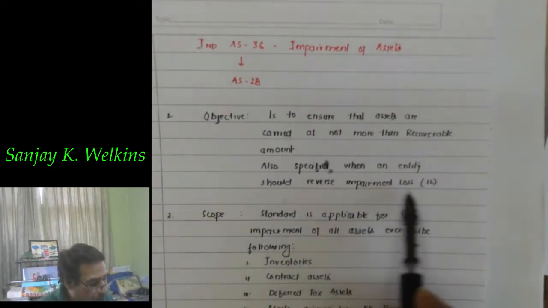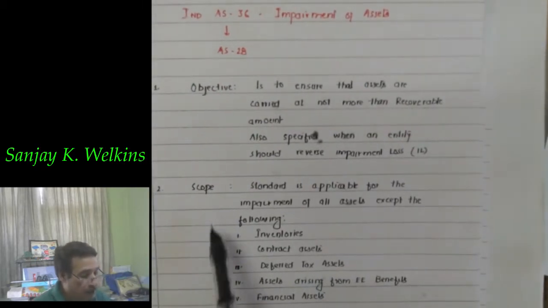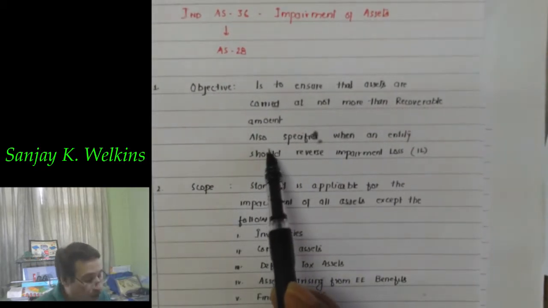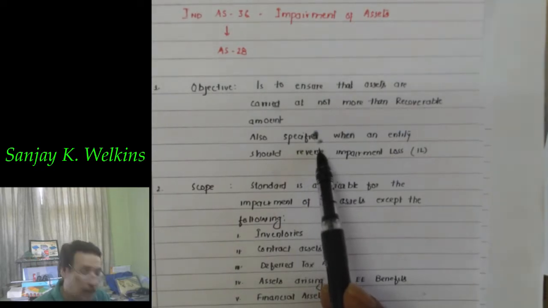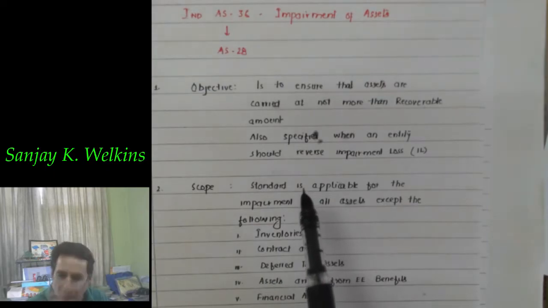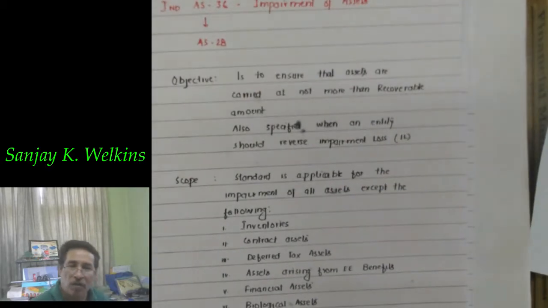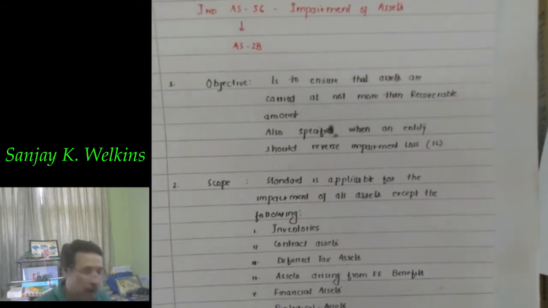And something I have written here, but that I will explain later on because you wouldn't be able to understand it. However, I'm just reading it. Also, this standard specifies when an entity should reverse impairment loss. We will talk about the reversal of impairment loss. One is recognition of impairment loss, and of course reversing it. That means this particular standard also specifies guidelines on when you should reverse the impairment loss and how we do that. That is part of the discussion which will fall later on, correct?